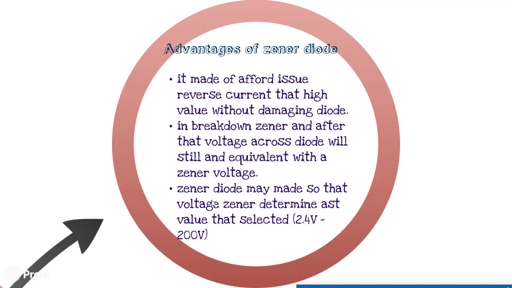So what are the advantages of a Zener diode? In forward bias, it behaves like a normal PN junction diode, but in reverse bias, it allows a high reverse current without damaging the diode.